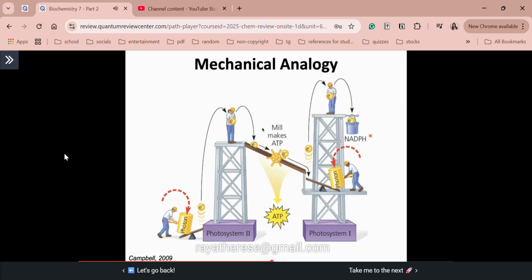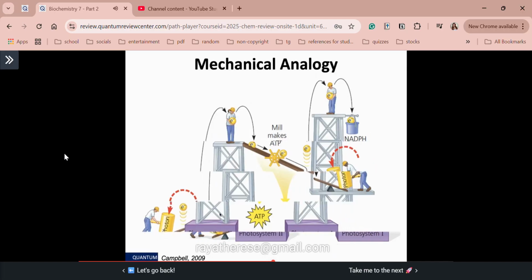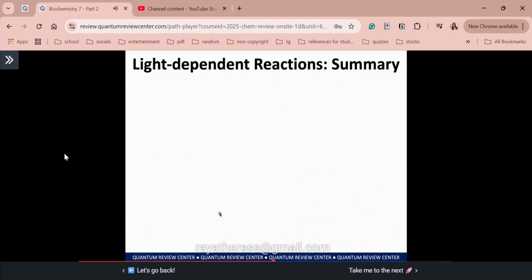Okay class, clear with our discussion on non-cyclic photophosphorylation? Sir, can you summarize, there's a lot of info already. Yes class, I do know you are super saturated because we're on day 3, supposedly our halfway point of the crash course discussion. So class, going back, here is the summary of our light-dependent reactions.